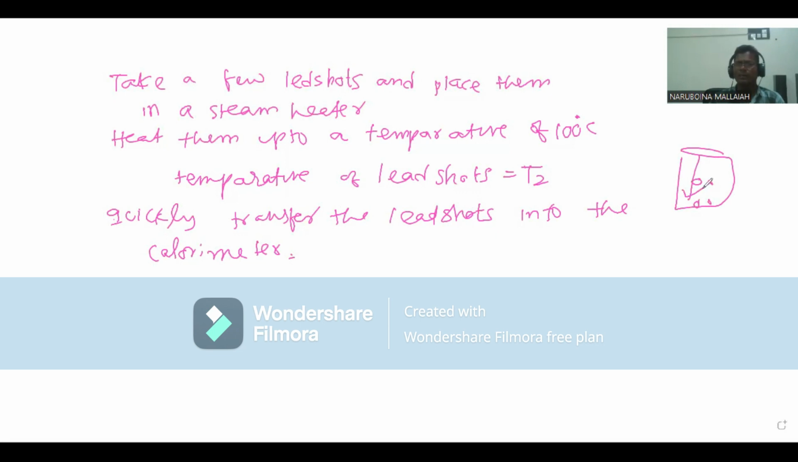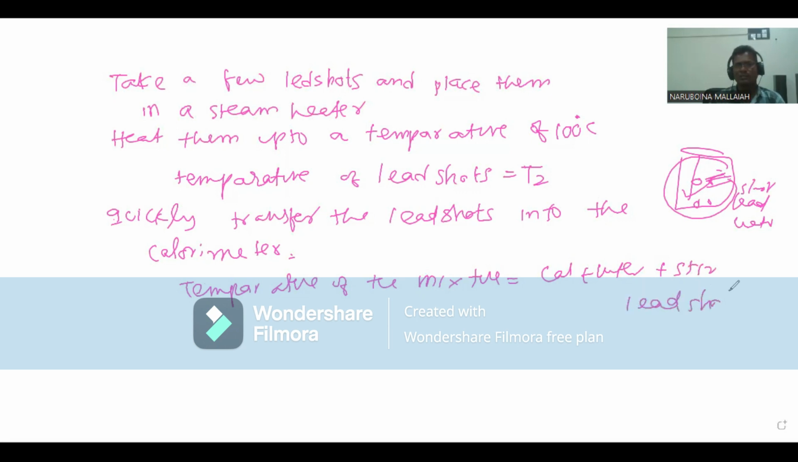Now we have to take the temperature of this mixture. Mixture means here lead shots, water and stirrer. These are present here. So we have to take the temperature of this mixture, right? Temperature of the mixture. Mixture means here calorimeter, water, stirrer and lead shots. That is T3.